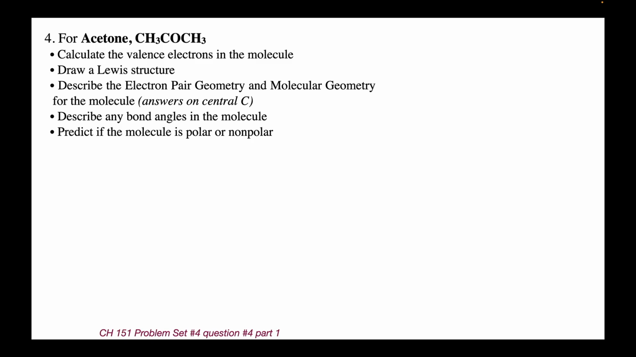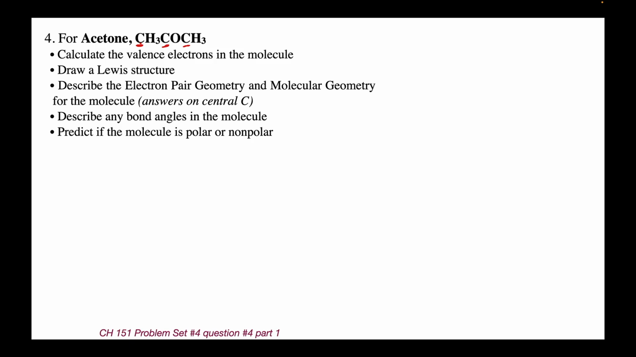Now, one thing that is important here is that if you look at the structure, there's a C and a C and a C. And this is an example of where there's going to be a carbon oxygen in the middle and a CH3 on the left and a CH3 on the right. So think about that as we go through this molecule.